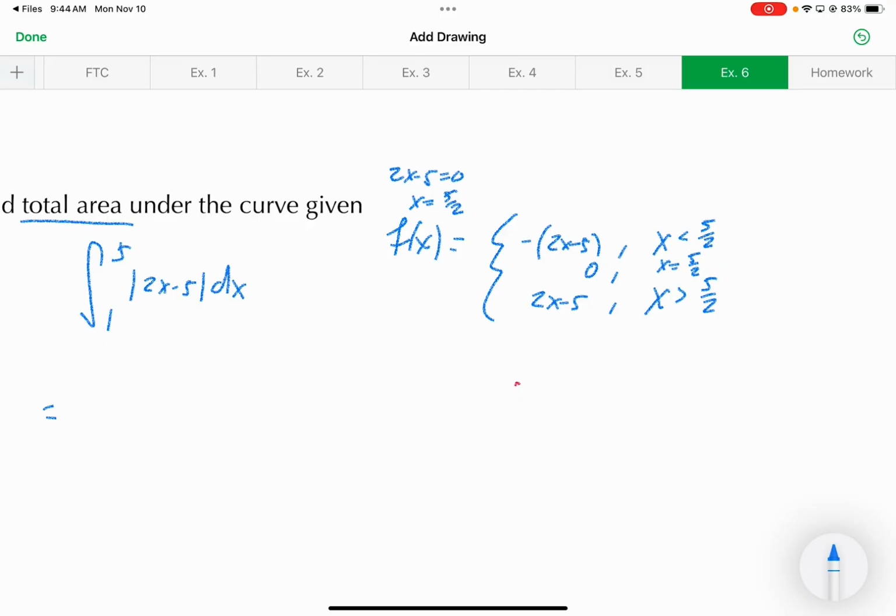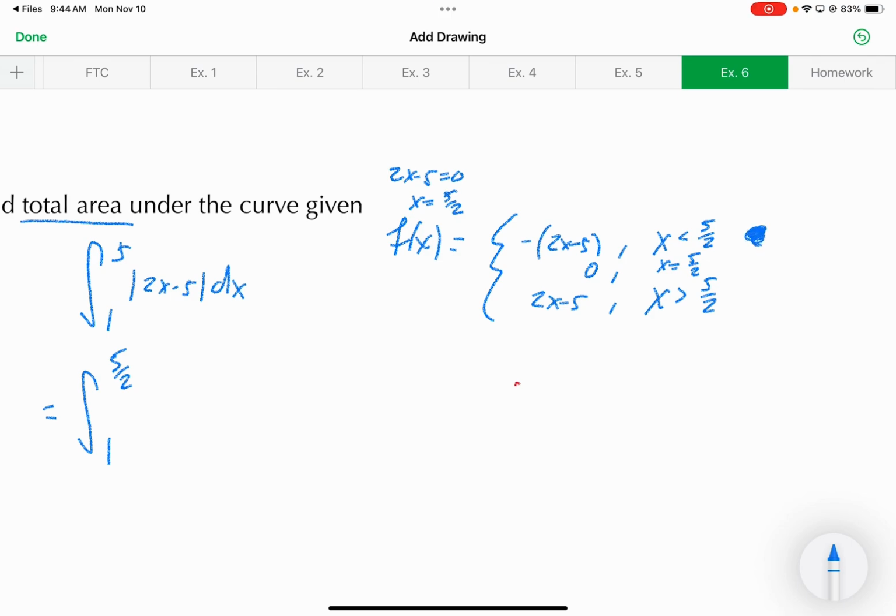We built a nice continuous function here. So I say we evaluate it, split it up into multiple integrals. What would the limits of my first integral be? From 1 to 5 halves. All right, and then when it's 1 to 5 halves, I want to use this top function here.